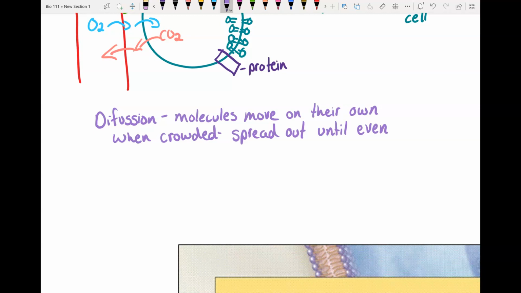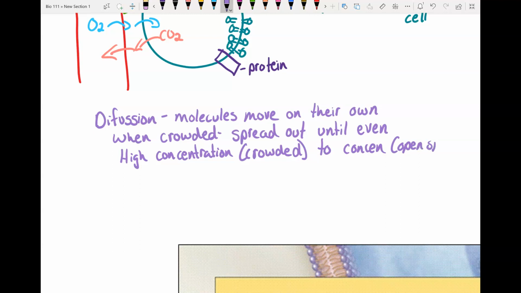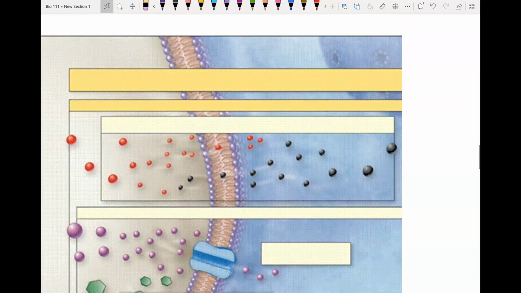And this is called moving with their concentration gradient. So anytime they're going from high concentration, where they're crowded, to low concentration, where there is open space, we say that they are moving with their concentration gradient. So diffusion is molecules moving with their concentration gradient. They simply spread out from where they're crowded to where there's open space. So now let's look at this in the context of a cell.